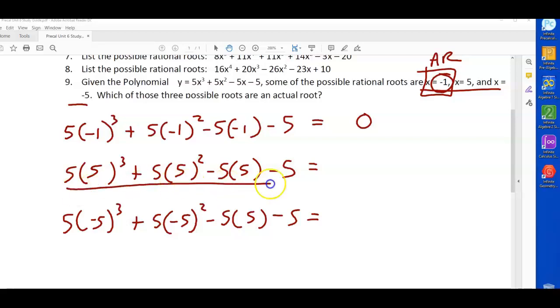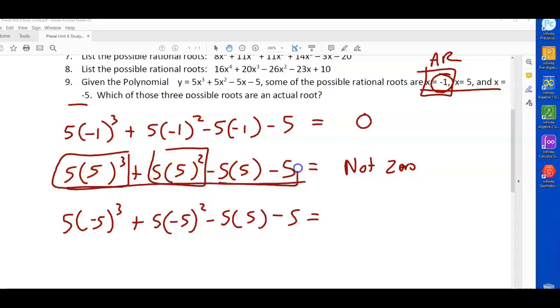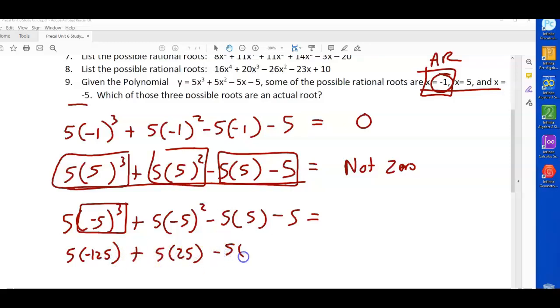This one here will not make 0. I can tell that because if you just look at the numbers here, this is going to be a huge number, and this is going to be a huge number, and we're just subtracting these 2 small numbers from it. So you're going to end up with a big number. It's not going to be 0. The next one might work, but I don't think so. Let's see. When you're simplifying these, you want to do the power first. So that would be 125. Then you want to do your multiplication.